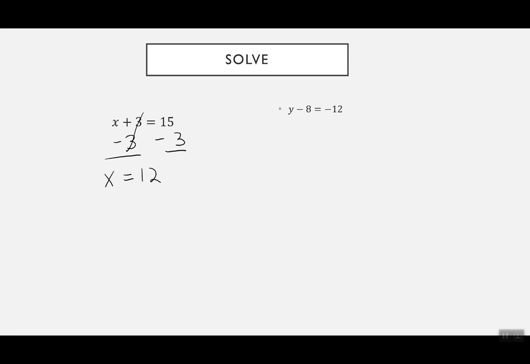Let's try that again. Here I have y minus 8 is negative 12. This time I have subtraction, so the opposite is going to be addition. So I will be adding 8 to both sides of the equation. On the left, I have y, because the 8's cancel. Negative 12 plus 8 gives me negative 4.